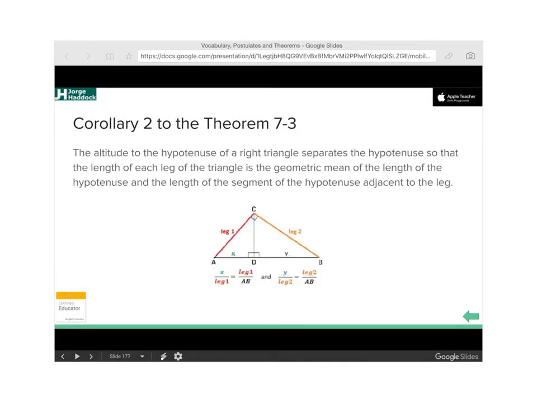And the last one, that theorem or corollary of the theorem that we're going to be using, is that if I have the leg and the small pieces of the hypotenuse, then x divided by leg 1 equals leg 1 divided by AB, the big hypotenuse. And the same on the other side, so y divided by leg 2 equals leg 2 divided by AB. Again, we're going to see how that moves in some exercises.